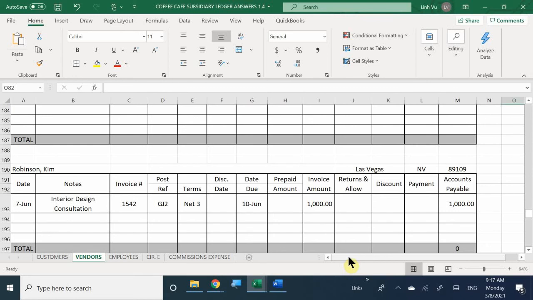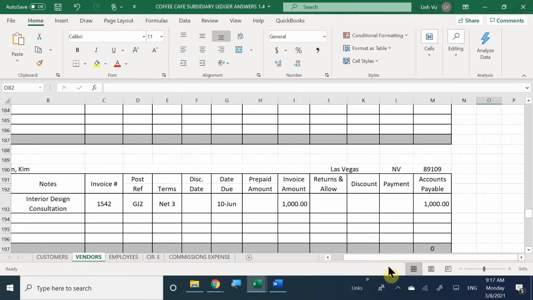Okay, I'm talking about an account. Where did I place the amount that I owe to Kim Robinson? Where did I place it? Accounts payable. It's currently in accounts payable, correct.